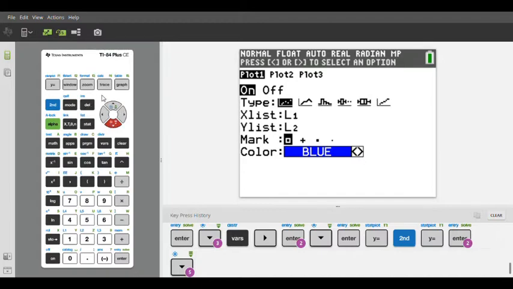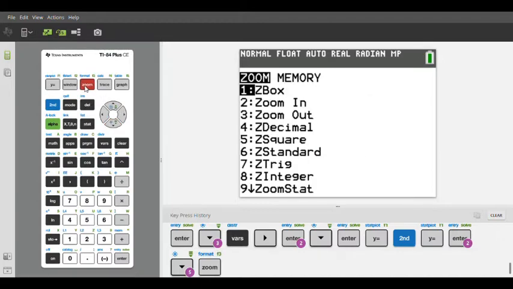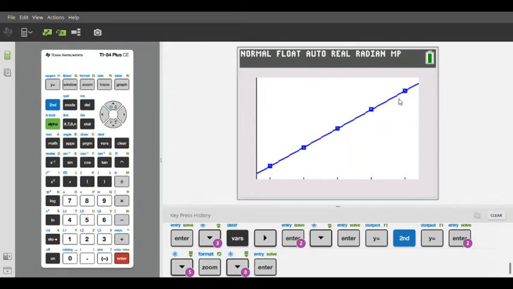Once you have it on, you hit the zoom button, and then you scroll down to zoom stat. What zoom stat does is it graphs it perfectly for the scatter plot. If you hit enter on it, it shows your scatter plot of the points that you inputted in your XY list, and then it shows the estimation of the line going through them. As you can tell, this line fits these points perfectly. So not only can your calculator find your line for you, it can show you a graph of the line and how well it fits the points. Now let's get back to your lecture notes.